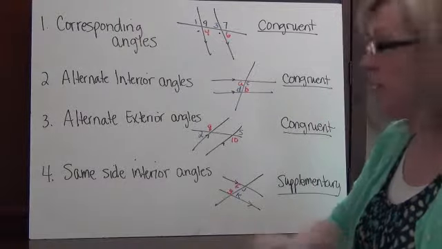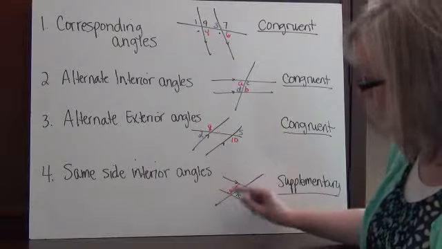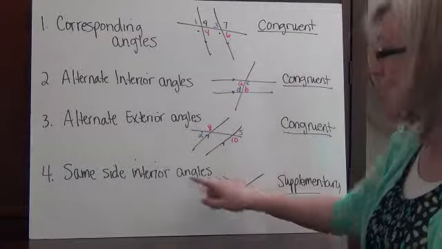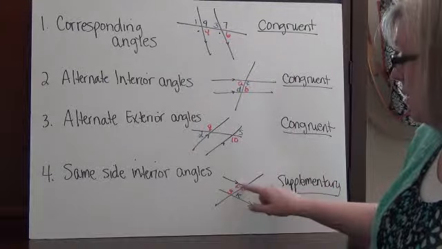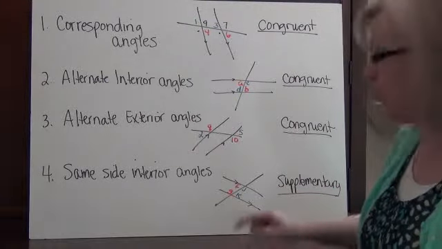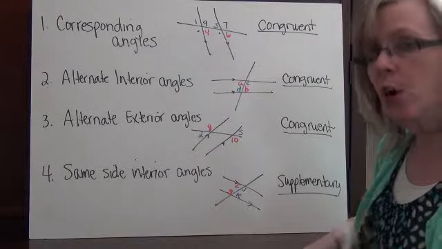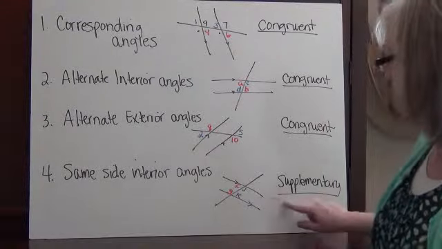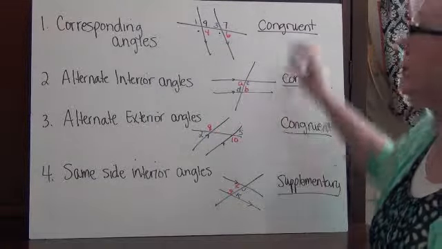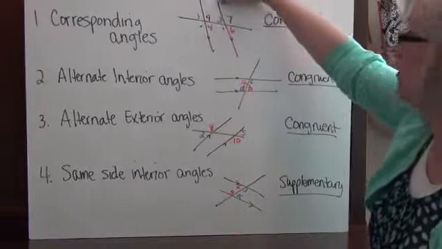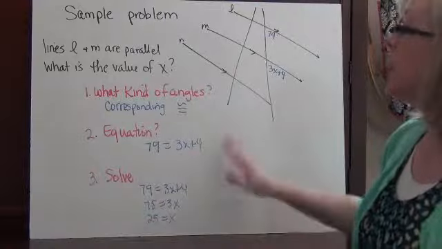There's one that's different. Same side interior angles. Interior means, see how they're between the parallel lines? But now they're on the same side of the transversal, not on opposite sides. So F and G are same side interior angles, and J and K are same side interior angles. This is the only pair that we're going to deal with that are supplementary, not congruent. Okay? Do what you need to do. Make yourself some flashcards. Memorize those.